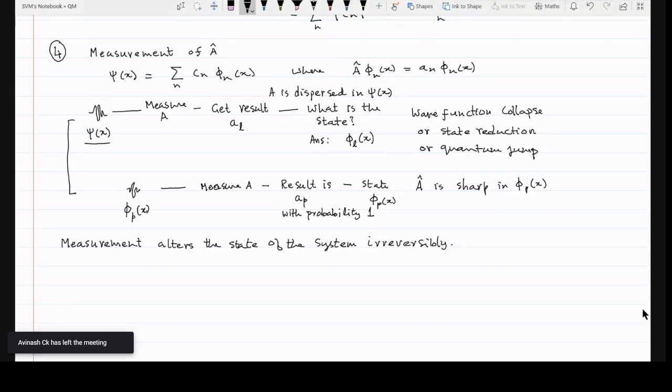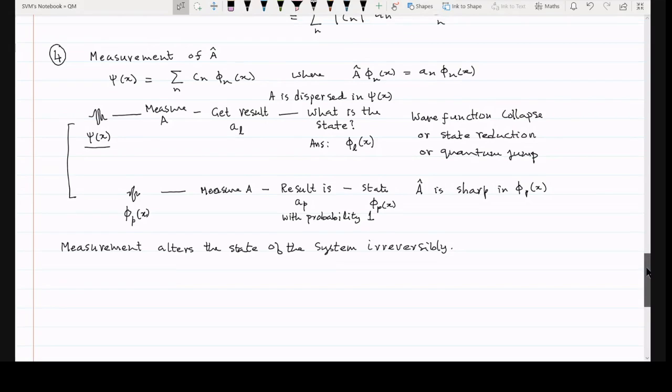Okay, so that means some information is lost in this process. Measurement alters the state of the system irreversibly. Of course, for the last 90 years, 100 years, people are trying to understand what is the best mechanism to understand this wave function collapse. There are still some interesting open questions that people are looking at. So this is one of the very profound aspects of quantum mechanics, in the foundations of quantum mechanics, that is still being debated.